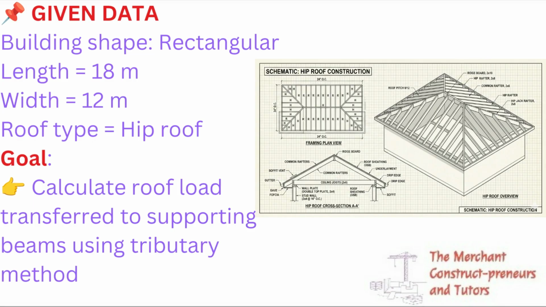So we're looking at this example so that we'll be able to understand how this works. The data given: the building is a rectangular building, right? The length is 18 meters, the width is 12 meters. The roof type is a hip roof. Just from the image here, you can see it's a hip roof. So the goal, what are we to do? We want to calculate the roof load transferred to supporting beams using the tributary area method, right? So we'll see this in action.